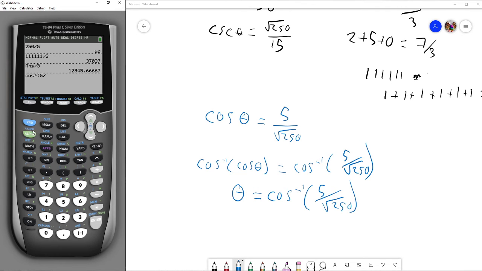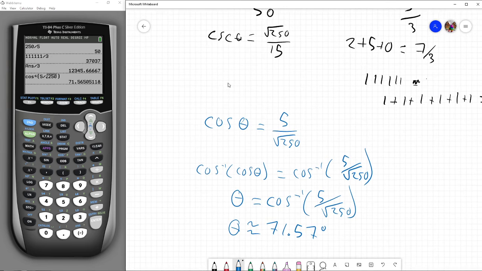So 5 divided by second square root 250 gives you 71. So theta is approximately 71.57 degrees. We'll just go to two decimal places.